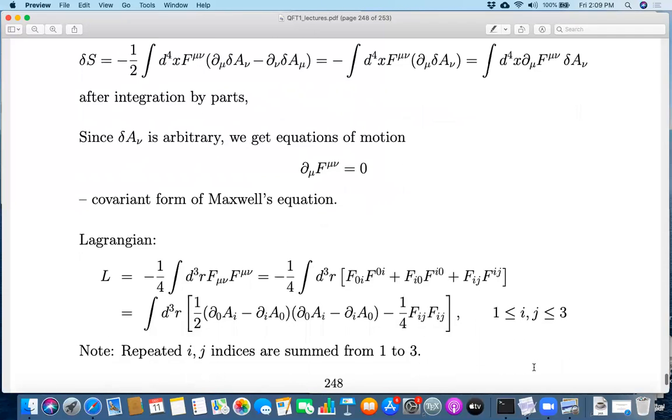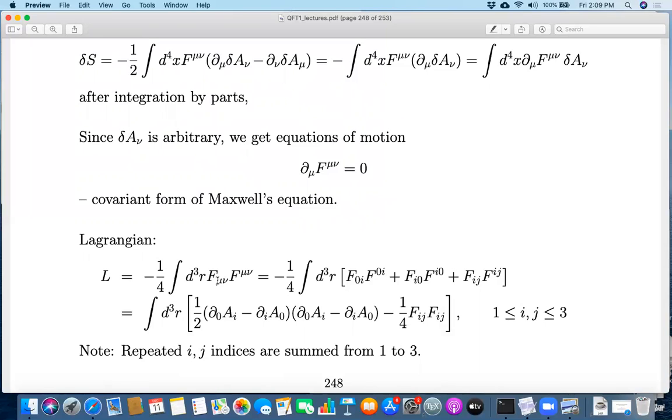And the way I'm writing is, it is understood that repeated ij indices will be summed from 1 to 3 automatically. Just like repeated mu nu indices are summed from 0 to 3. The repeated ij indices will be summed from 1 to 3.